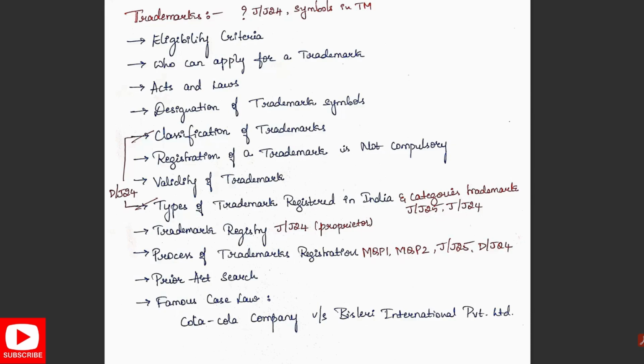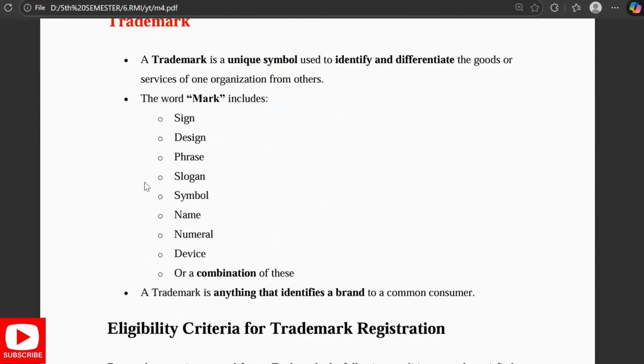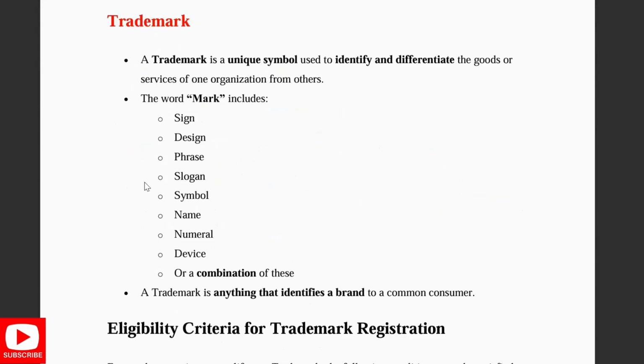So let's get started. Trademark, basically, is a unique symbol used to identify and differentiate the goods or services of one organization from another. So this word itself says it's a mark or sign, a design or phrase or symbol, or a combination of these. So a trademark is anything that is identified as a brand by the common consumer.